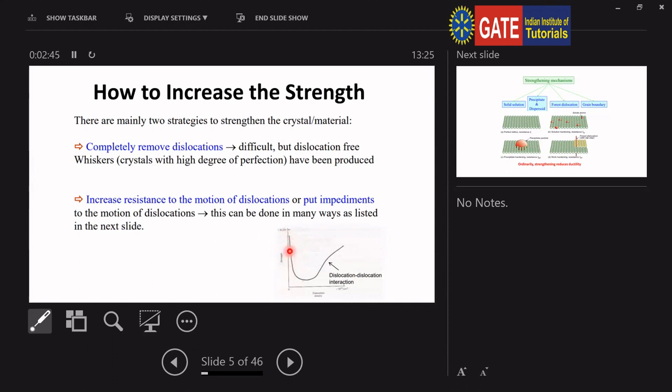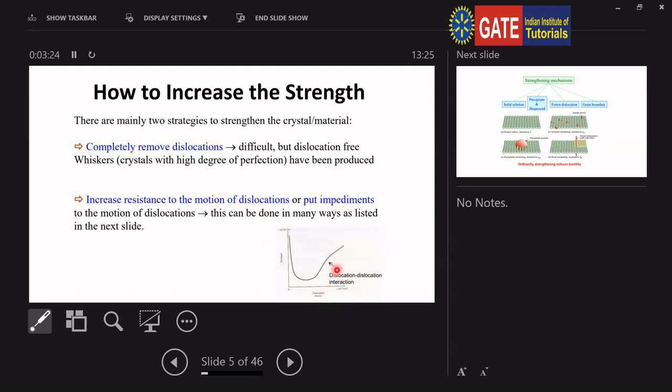So after some point, what will happen? Dislocation density increases, strength reduces. But after again a certain point, as dislocation density increases, strength increases. Completely removing the dislocations is very, very difficult, so we will not focus on this part. We should focus on this part, where we can increase the dislocation density, which is one way of increasing the strength of the material. So dislocation interactions we have to increase.